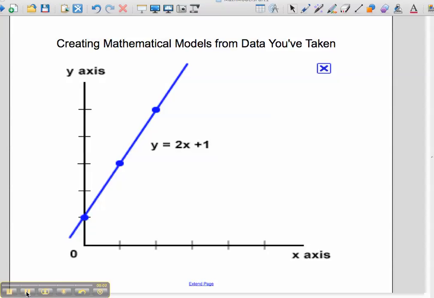Today's video lesson is on creating mathematical models from data you've collected. For example, many of the experiments that we've done in class so far, we can apply this process to.